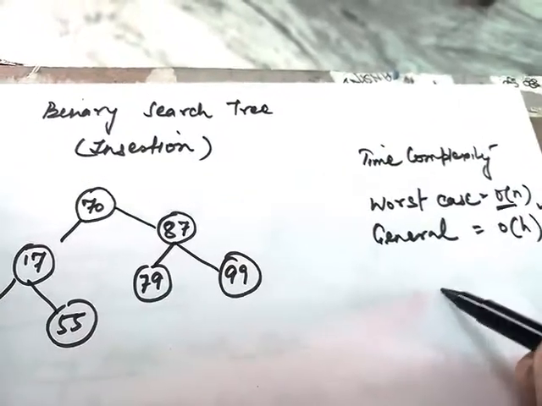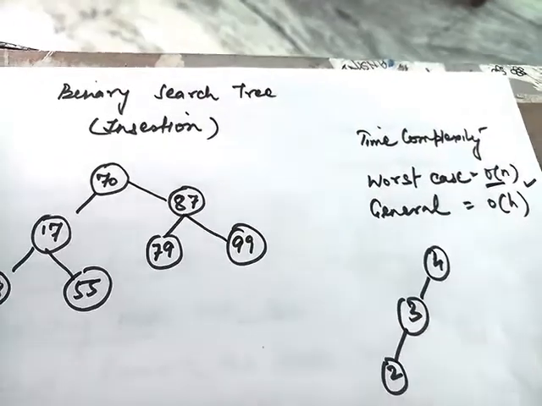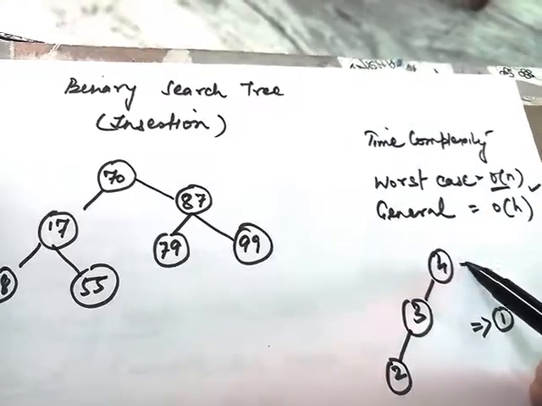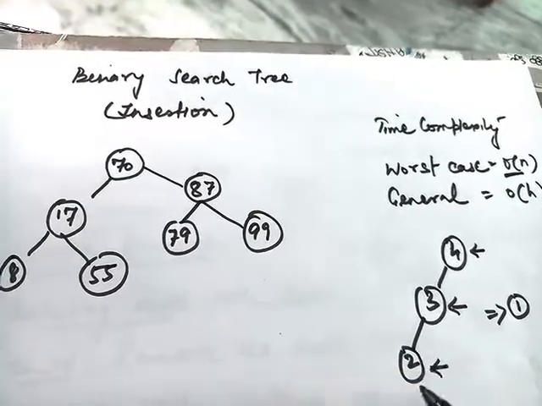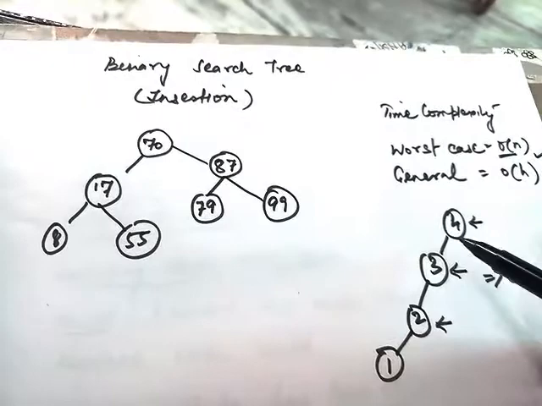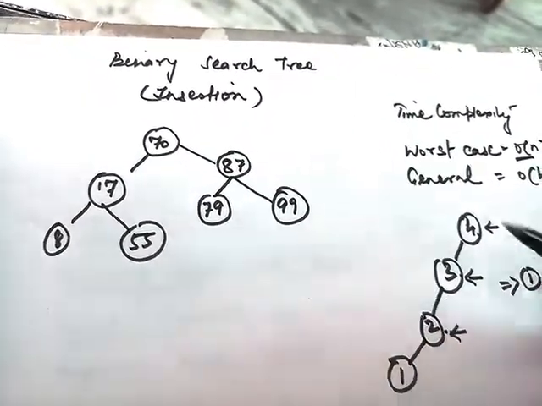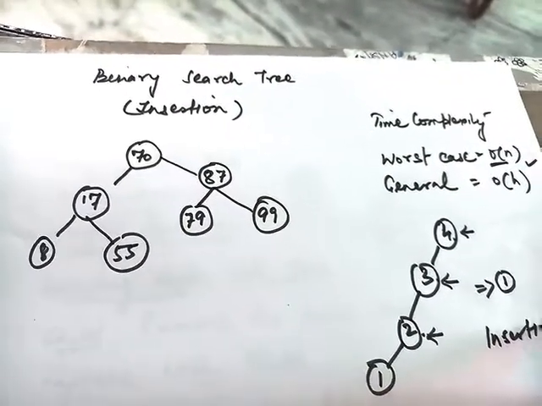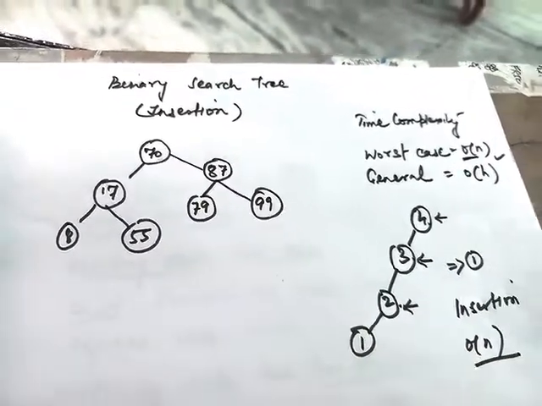For example, just see 4, 3, 2, and suppose I have to add a new value that is called 1. So where will the 1 go? First it will compare: 1 less than 4, this side; 1 less than 3, this side; 1 less than 2, this side, and then it is going to be added over here. So how many comparisons has it done before inserting 1? First, second, and third. And how many elements were there? 3. So again, in insertion, if your tree is unbalanced, the time complexity will be order of n.